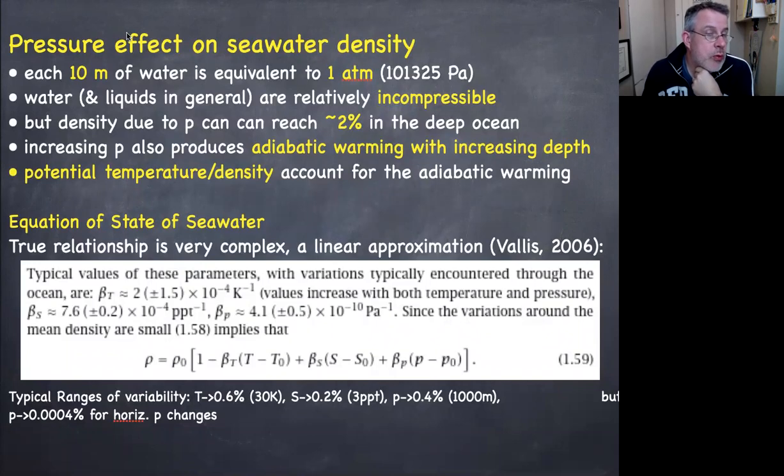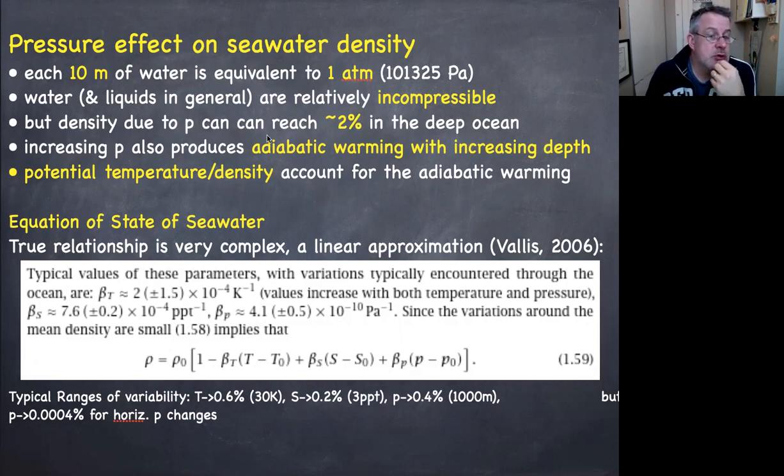So we're going to talk a lot about how pressure appears in the momentum equation. But for right now, we just want to think about the pressure effect on the equation of state. So how does pressure affect seawater density? Every 10 meters of water is equivalent to about an atmosphere. That's what I just said. Liquid water is relatively incompressible, but even so, the density change due to these enormous pressures can reach about 2% by the time you get to the deep ocean.